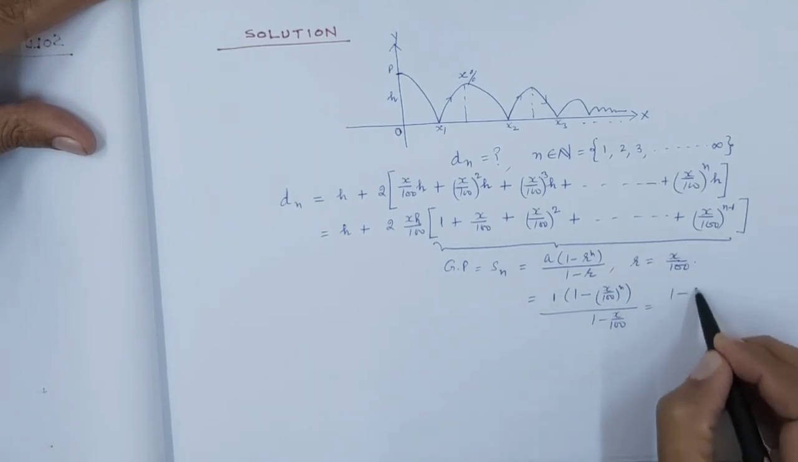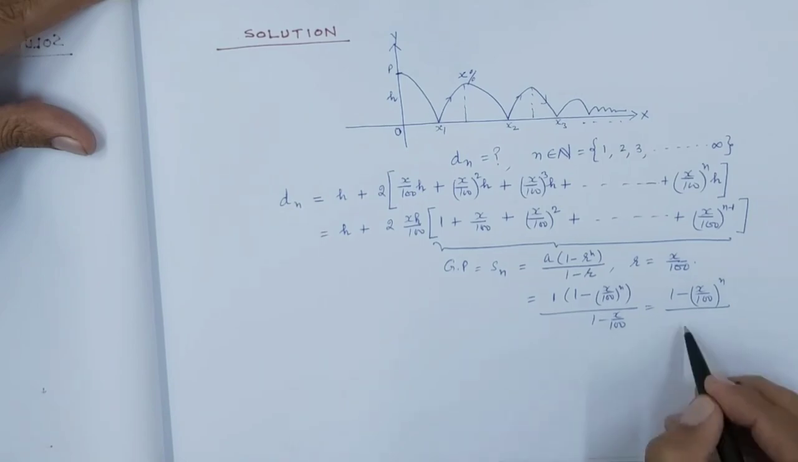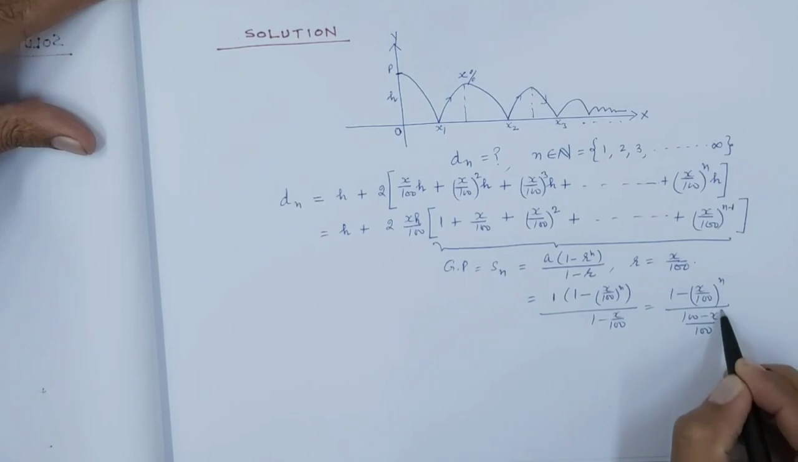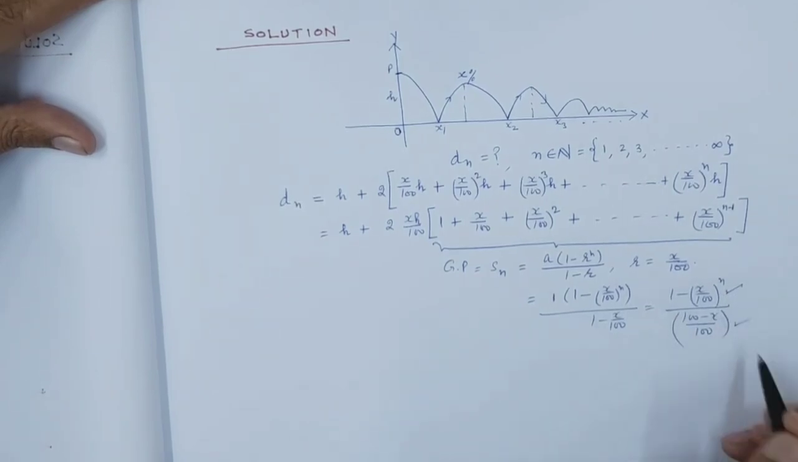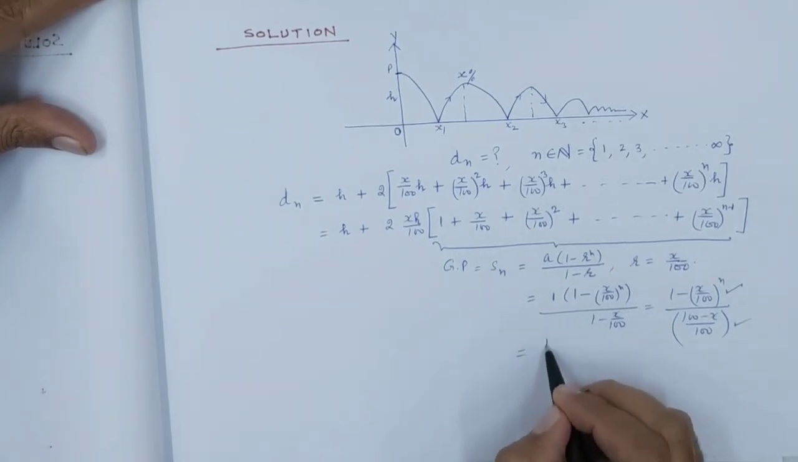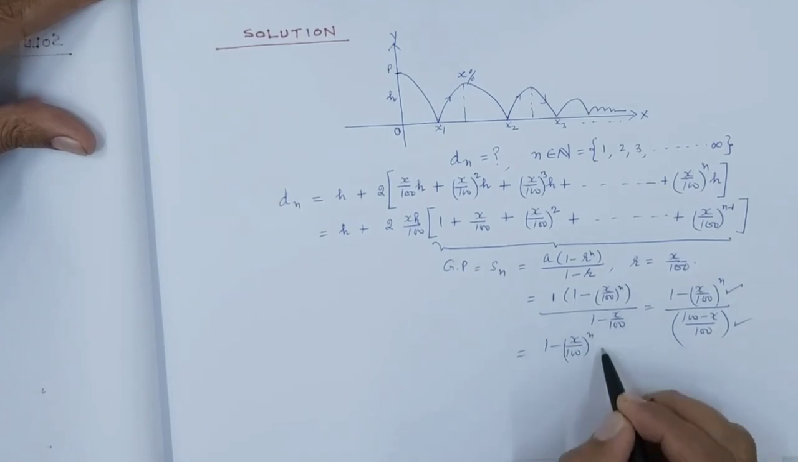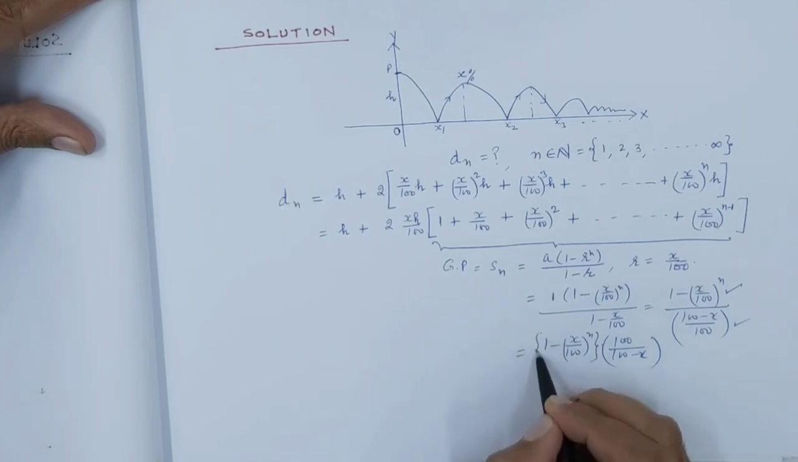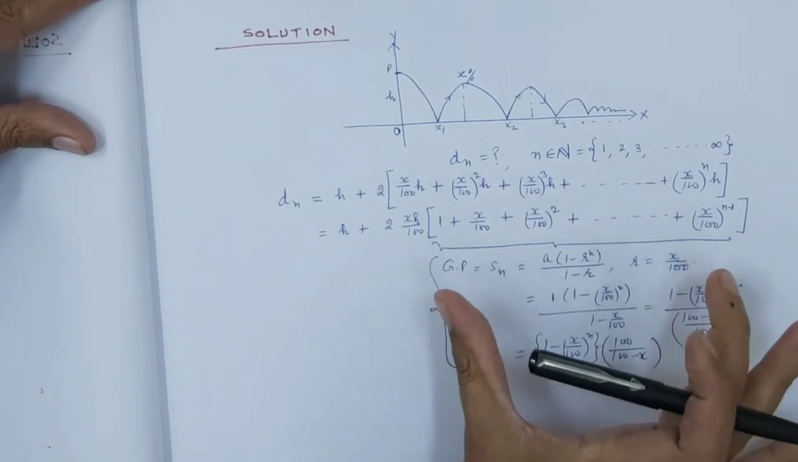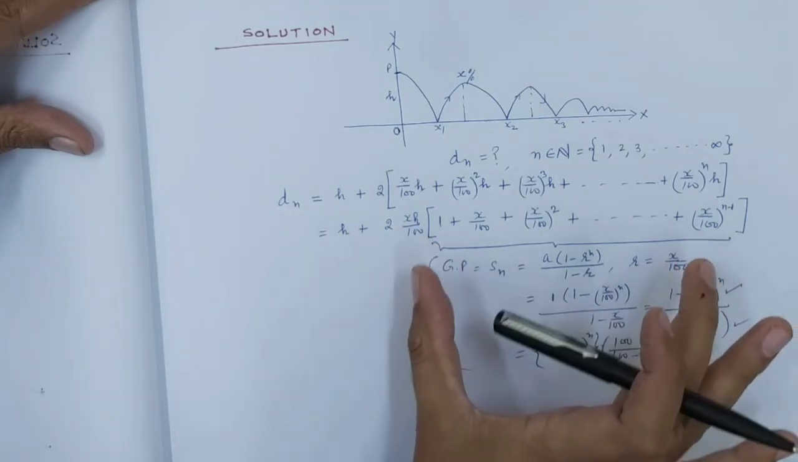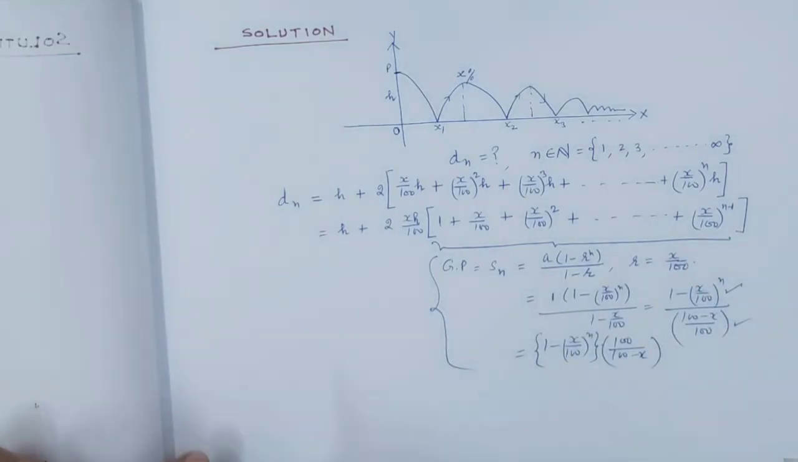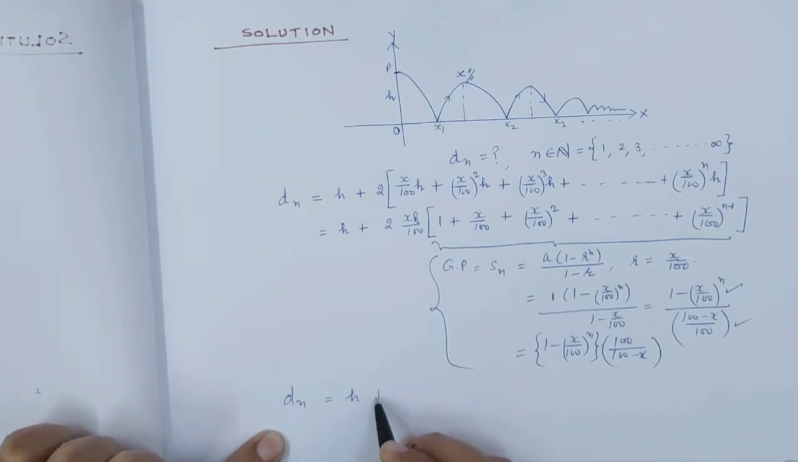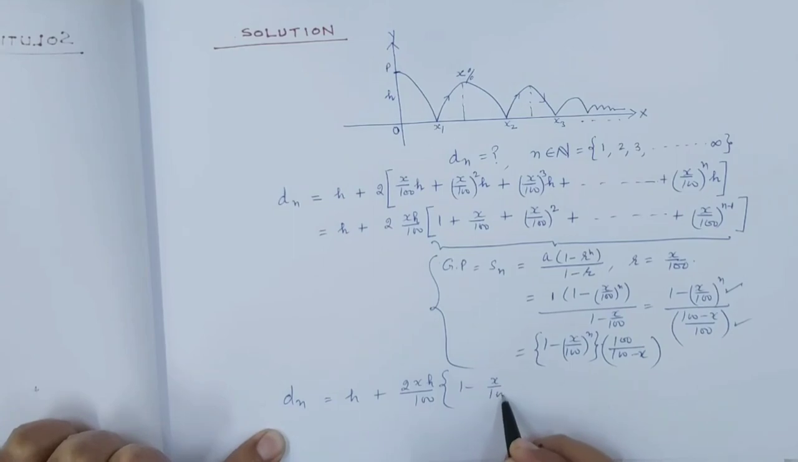We can simplify here. 1 minus x upon 100 raised to power n divided by 100 minus x upon 100. This is the numerator term, this is the denominator term. We can simplify again. We can write 1 minus x upon 100 raised to power n multiplied by 100 upon 100 minus x. The sum of this square bracket term is this. So therefore, overall we get dn equal to h plus 2 times xh upon 100, square bracket 1 minus x upon 100 raised to power n times 100 upon 100 minus x.